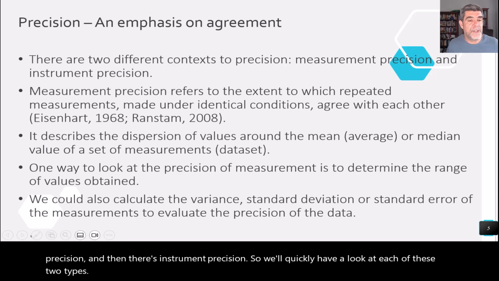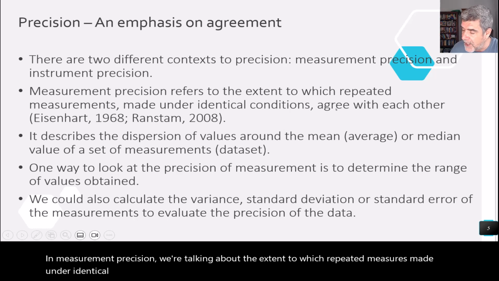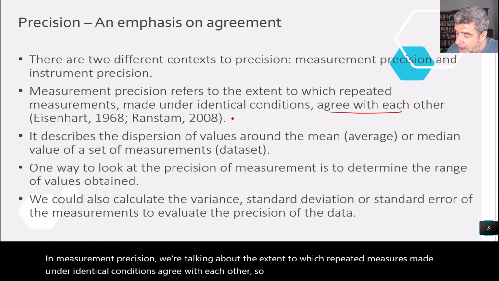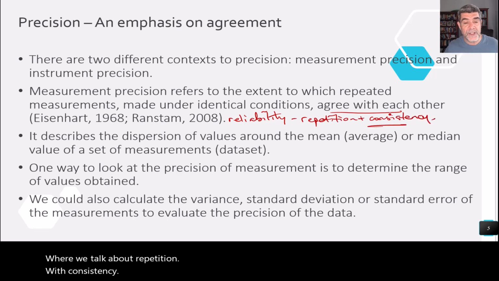In measurement precision, we're talking about the extent to which repeated measures made under identical conditions agree with each other. So this is our link to reliability, where we talk about repetition with consistency. And so precision plays a little bit of a role in this particular area.